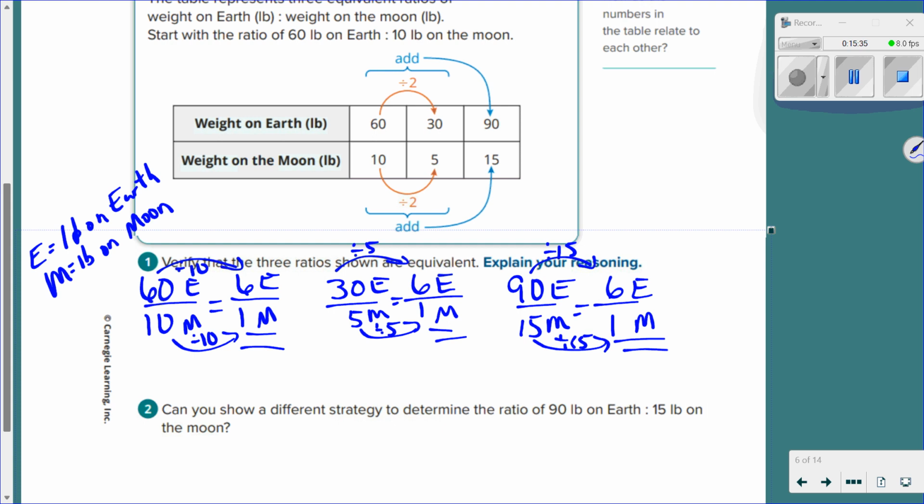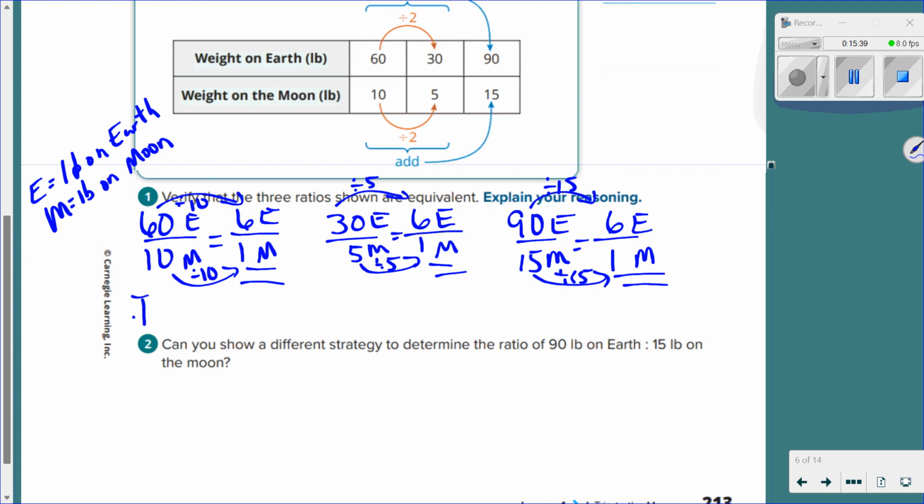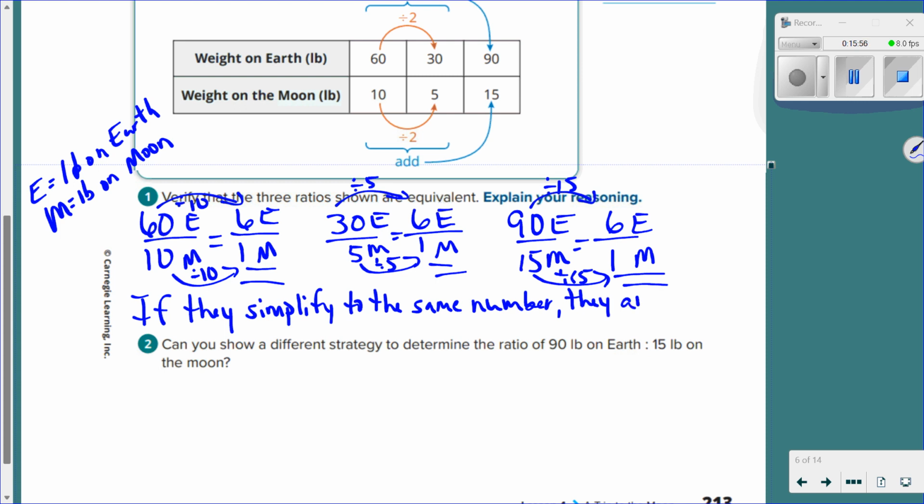How did I do it? By simplifying. So if they simplify to the same number, they are equivalent. That is actually the definition of equivalent ratios. You know that ratios are equivalent if they simplify to the same number.